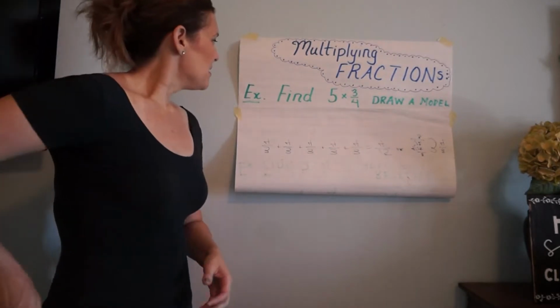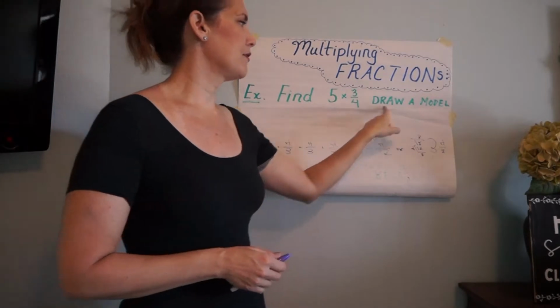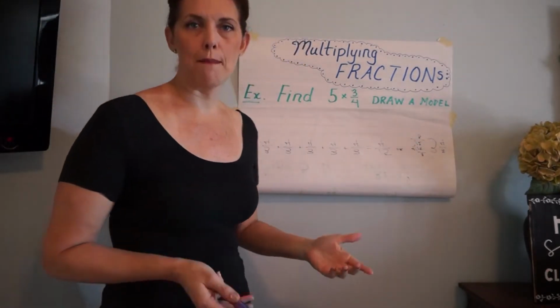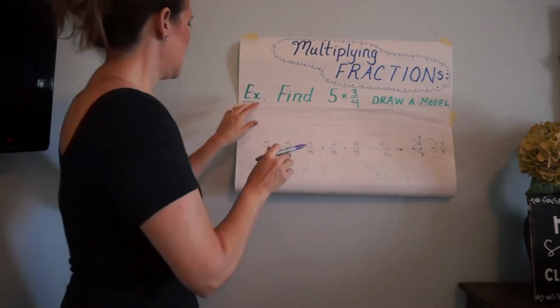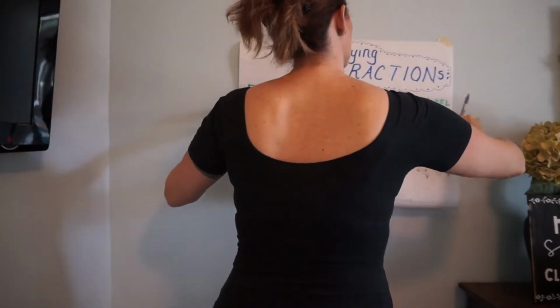All right, so if we have an example here, it says to find 5 times 3/4. Our first strategy we're going to use is to draw a model. I drew out some shapes already into fourths so we could visualize what this looks like, because math is a very visual subject.